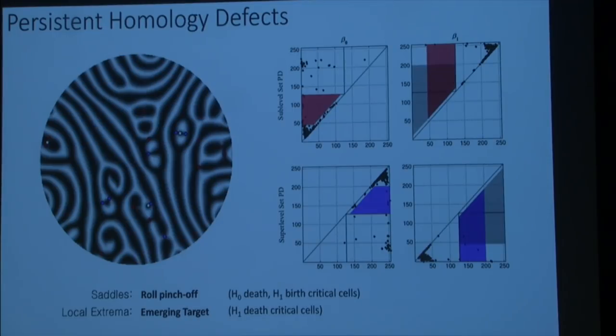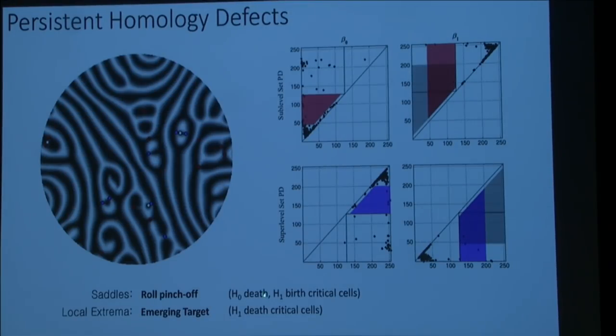So the first thing, actually, we take both of those statements and then focus on how we are going to focus on points of interest that we couldn't get from the other topological methods, from the topological defects. And in this case, persistent homology gives us a way to choose specific saddle points that could be interesting and point to where roll pinch-offs occur. And it will also allow us to choose local extrema, which we'll call emerging targets. So these are like baby target patterns that are just starting to form, for instance. And these regions in the persistence plane are exactly how you can do that.